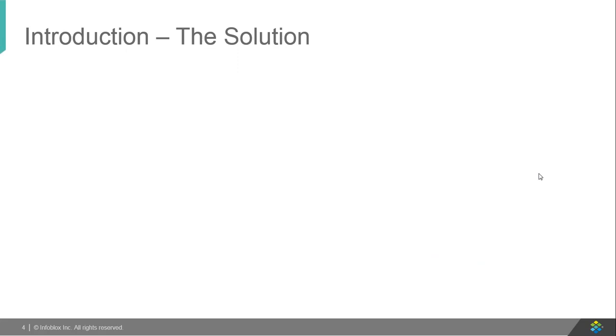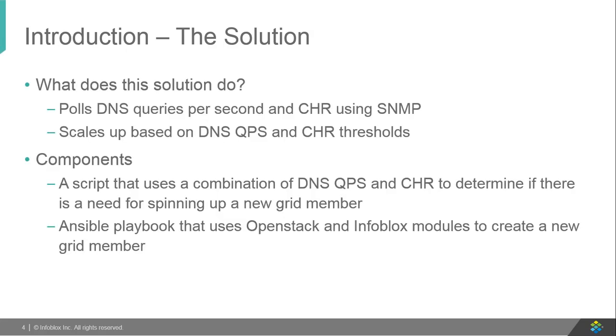Using Infoblox vNIOS autoscaling through Ansible, customers can deploy a vNIOS member on the fly as and when high DNS queries and low cache hit ratio is encountered. Now, let us talk about the solution and workflow.